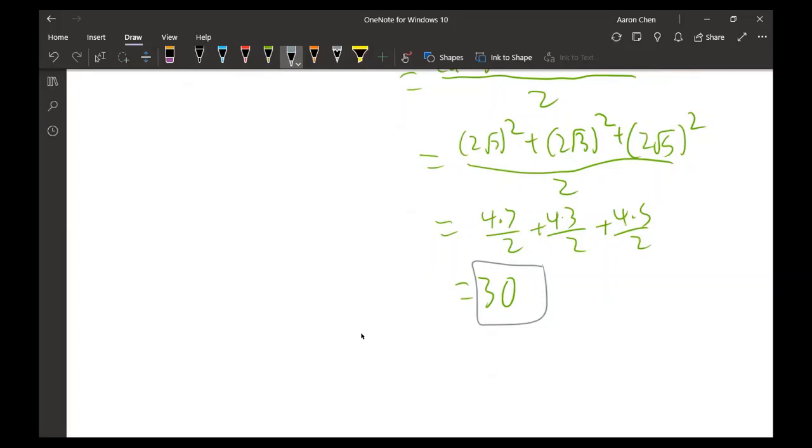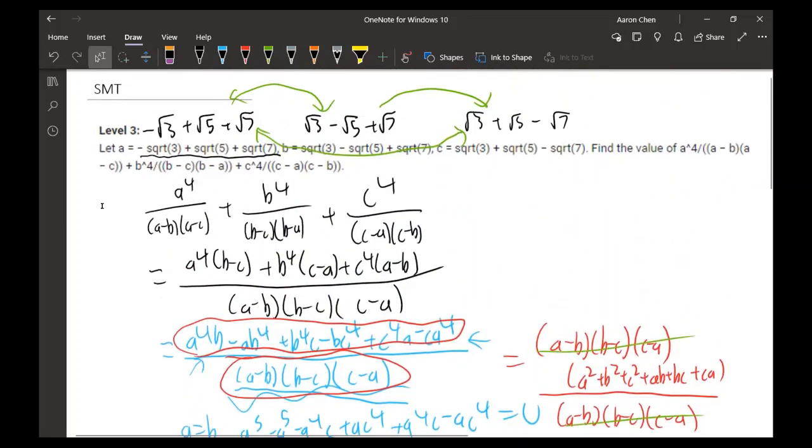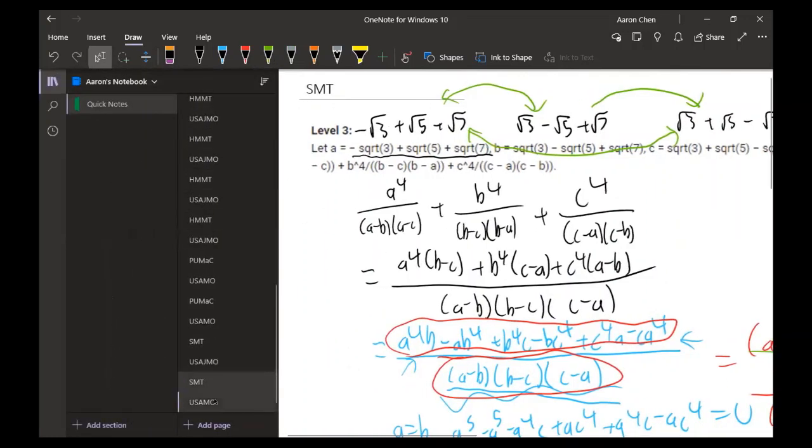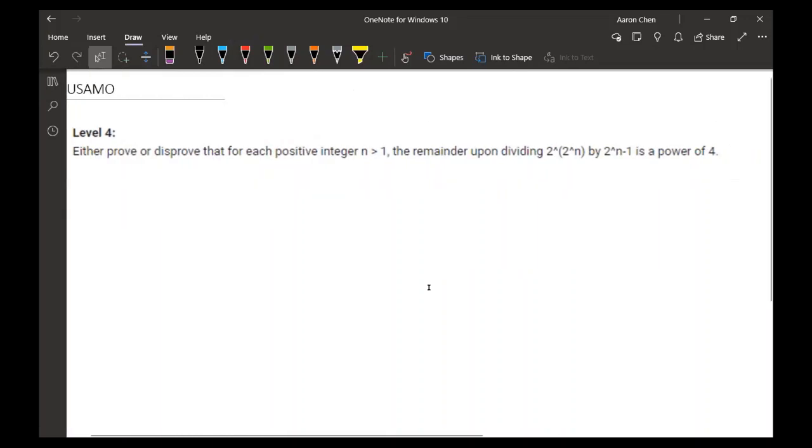So does anyone have any questions about this problem? Okay, well, I guess not. And in that case, let's move on to this problem.